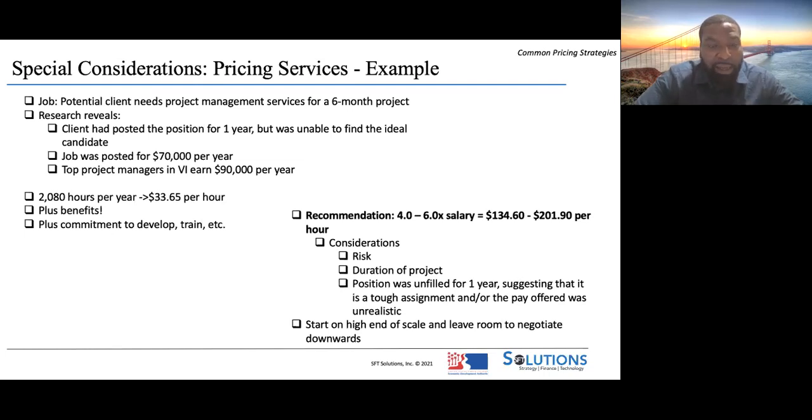So I would say, in this example, 4 to 6 times salary would be a good starting point for negotiations. And you can always work your way down. You definitely don't want to start out at 2x salary and all of a sudden, for whatever reason, the first candidate doesn't work out, and then you end up eating the cost for switching the candidate out. Does that make sense?